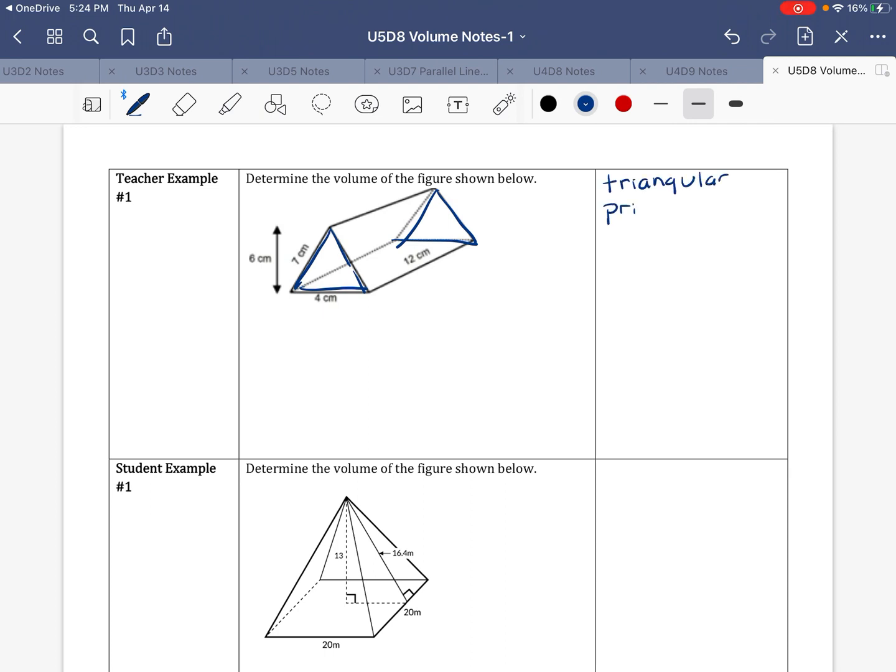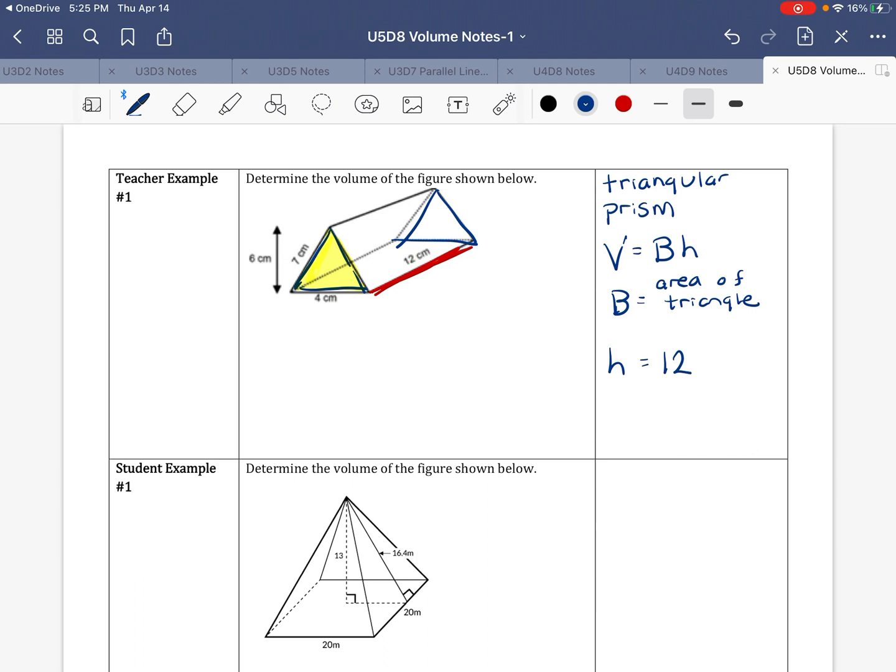So here I have a triangular prism. The volume equation for a triangular prism is the area of the base times the height of my three-dimensional object. So if I highlight that triangle as my base, then I know that my height is going to be 12. So base is going to be area of a triangle, and then my height is going to be 12 centimeters.